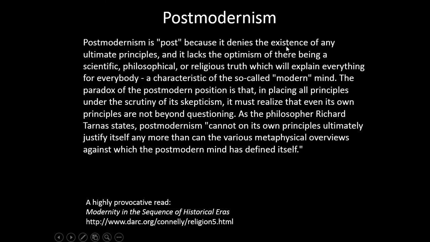Postmodernism is post because it denies the existence of any ultimate principles, and it lacks the optimism of there being a scientific, philosophical, or religious truth which will explain everything for everybody, a characteristic of the so-called modern mind. The paradox of the postmodern position is that, in placing all principles under the scrutiny of its skepticism, it must realize that even its own principles are not beyond questioning. As the philosopher Richard Tarnas states, postmodernism cannot on its own principles ultimately justify itself any more than can the various metaphysical overviews against which the postmodern mind has defined itself.